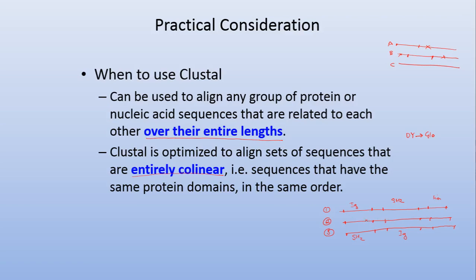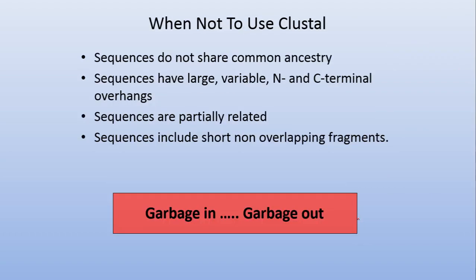So these are the two assumptions that the user knows before providing the sequences to software like Clustal W. Okay, so when not to use Clustal. It is advised that when the sequences do not share common ancestry, you are not supposed to use Clustal. You need to have some background or brief idea about what kind of sequences you are dealing with. So do not use the sequences if they don't share common ancestry, at least so far as Clustal is concerned.